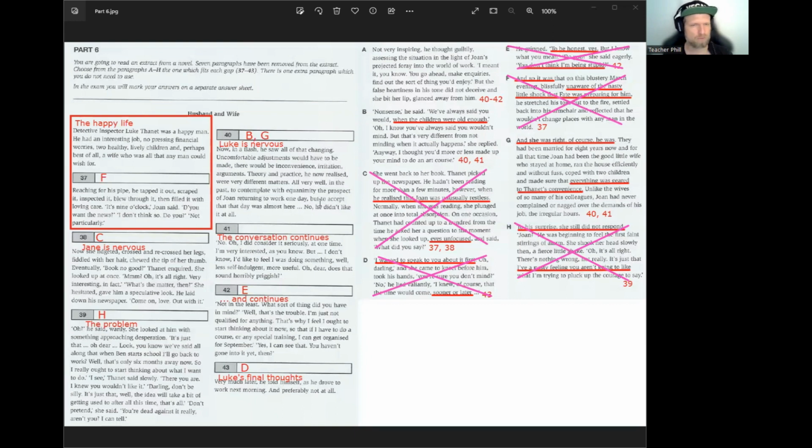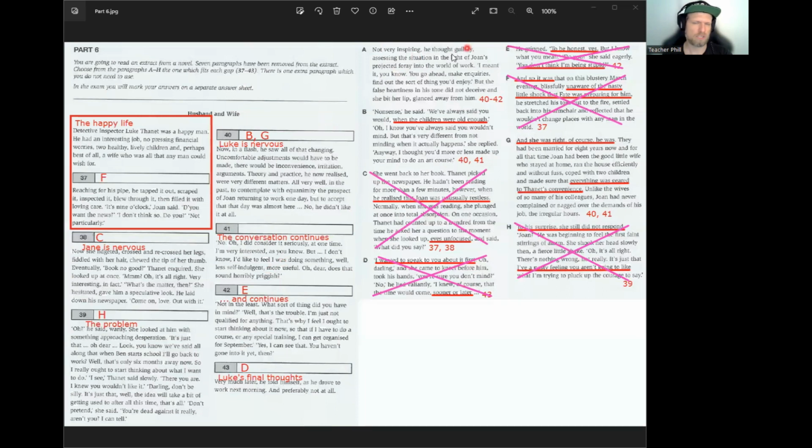But let's see. Let's look at 41 as well. No, he didn't like it at all. Yeah, he wasn't happy. Nonsense, he said, if we use B. Yeah, I think G is not an option here. That doesn't make a lot of sense, because he already says he didn't like it at all, so we wouldn't have to repeat this. So I think G is not an option for 41.